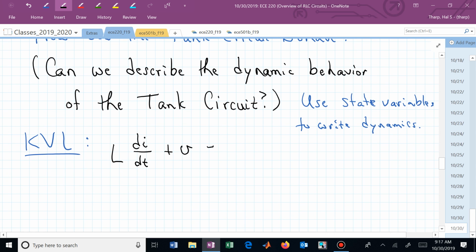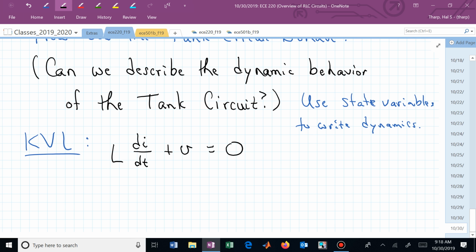Plus V. Are we okay with that? Why are we using V? So now what happens if we said C dV dt? Is that what you're asking? So now we could write C dV dt. You're getting ahead of me.